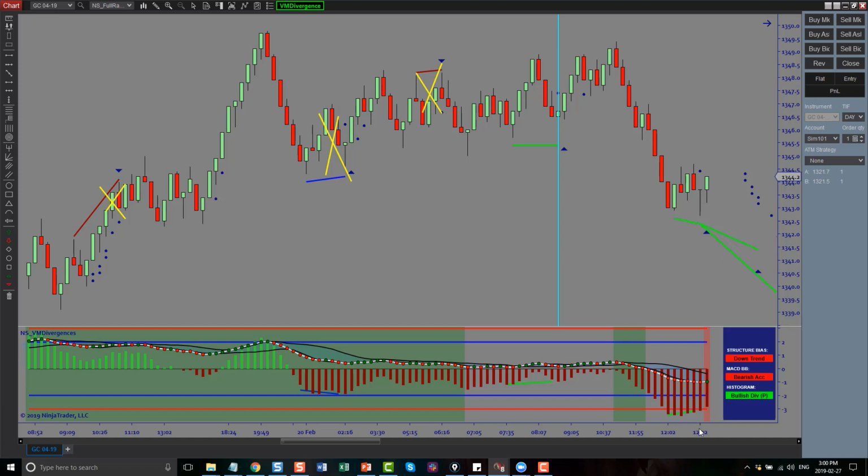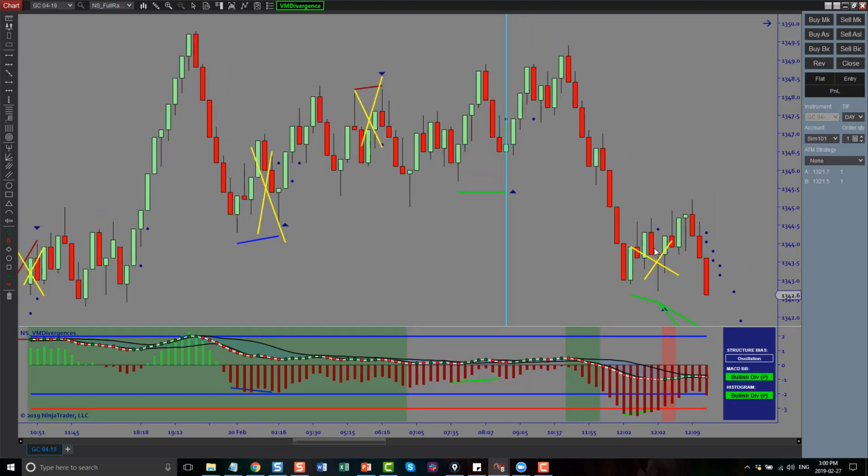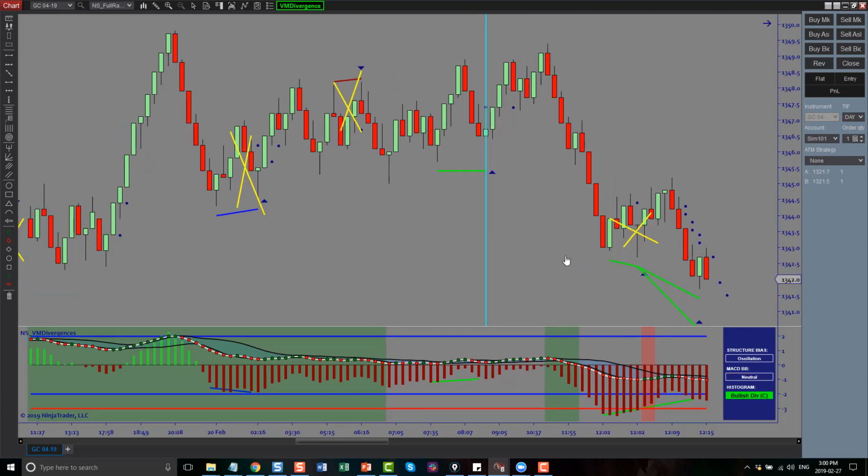See how that background changed color on the signal arrow? Are we allowed to take that? First signal in a trend. Red background. Answer's no. Okay. Let's continue on. You say, yeah, but I could have got six ticks. Doesn't matter. What about this one here?